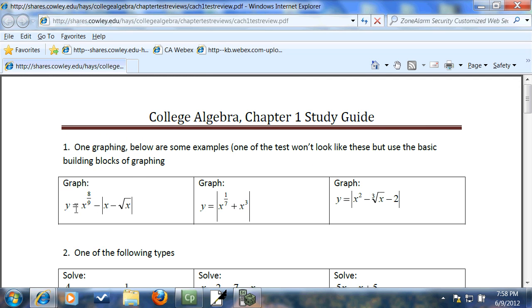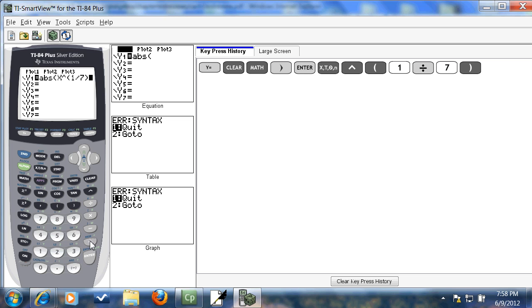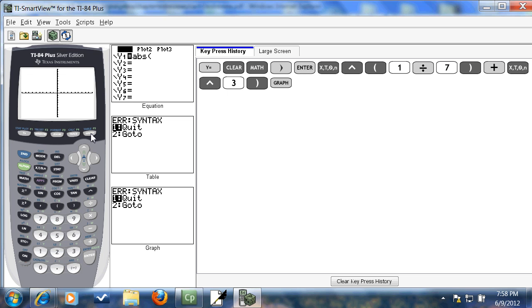So we'll put a beginning parentheses, 1 divided by 7, close parentheses, plus x to the 3rd. So plus x, and again we do caret for the power, and then 3, closing parentheses on the absolute value, and then graph. And that'd be our answer.